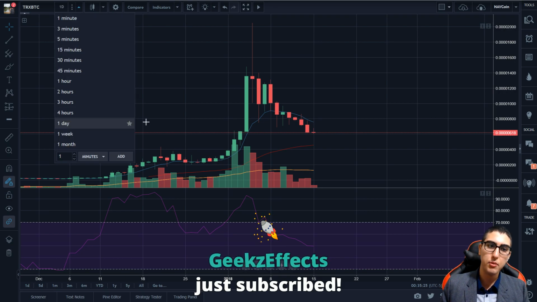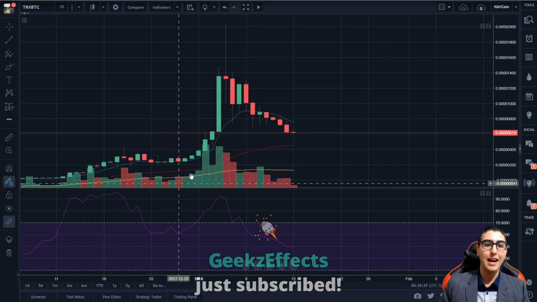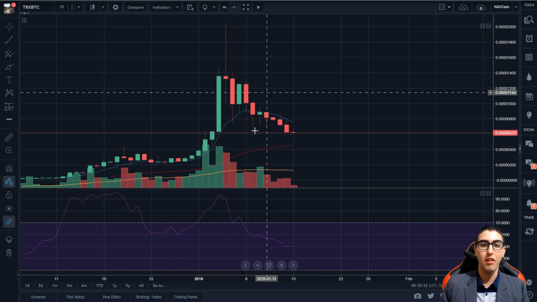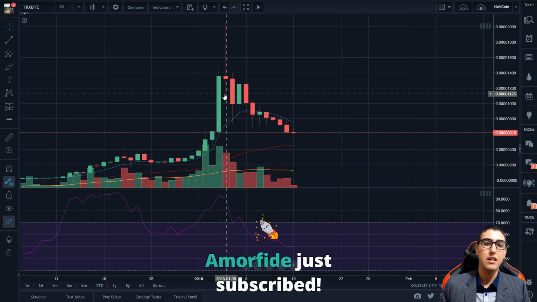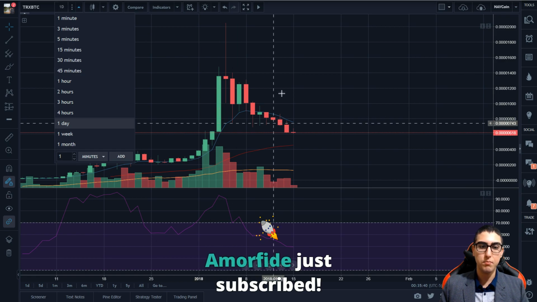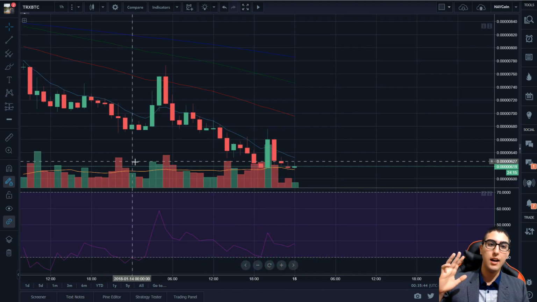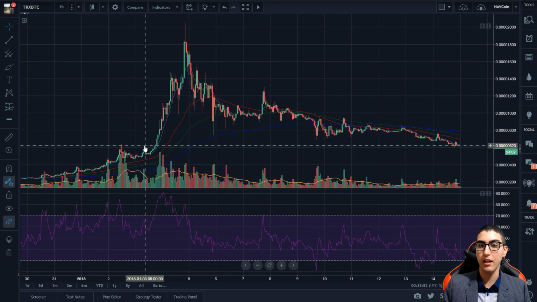I wasn't able to get my position in Tron after this run-up. When I saw this initial run-up, I just knew I was pretty much late on that one, and I didn't want to put in a position until I saw a pattern form, because once you see these breakouts, guys, it gets a little bit dangerous. I highly recommend that you guys are cautious with your trading when looking at breakouts like this to ensure that you're not making mistakes and losing a lot of money.